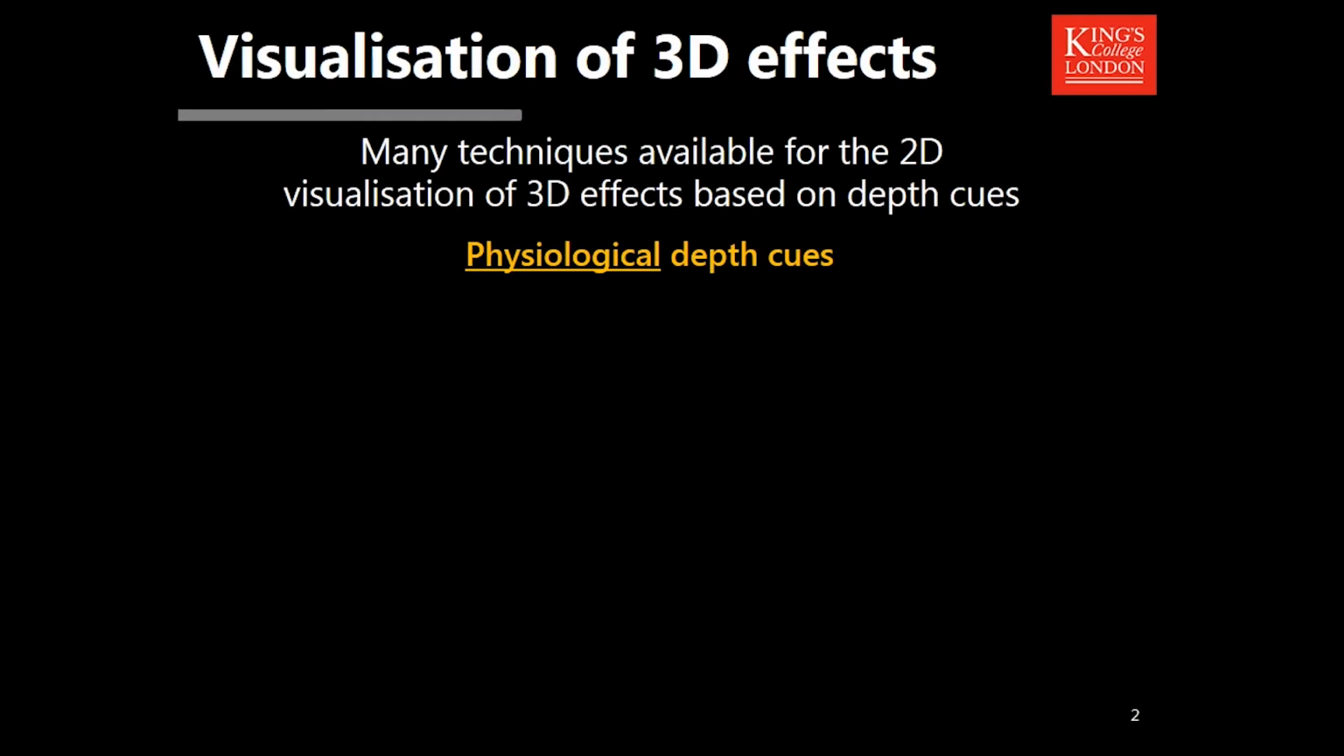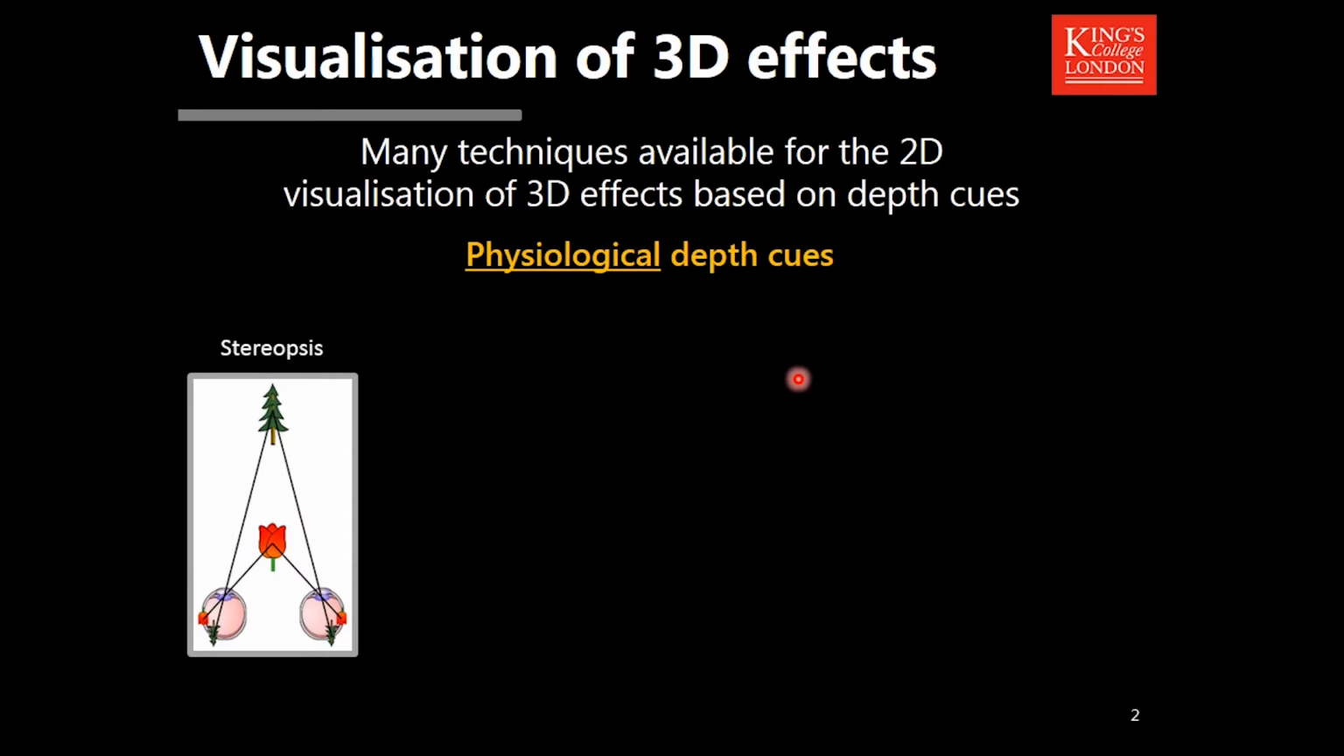As you may know, there are many different techniques that are now available for the 2D visualization of 3D effects, and these are mainly based on depth cues, which will influence how the brain is processing the visual information it receives and how it perceives depth. These cues can be classified into different categories. The first one is physiological depth cues, which are simply related to the motion of the eye, essentially. And here are a few examples.